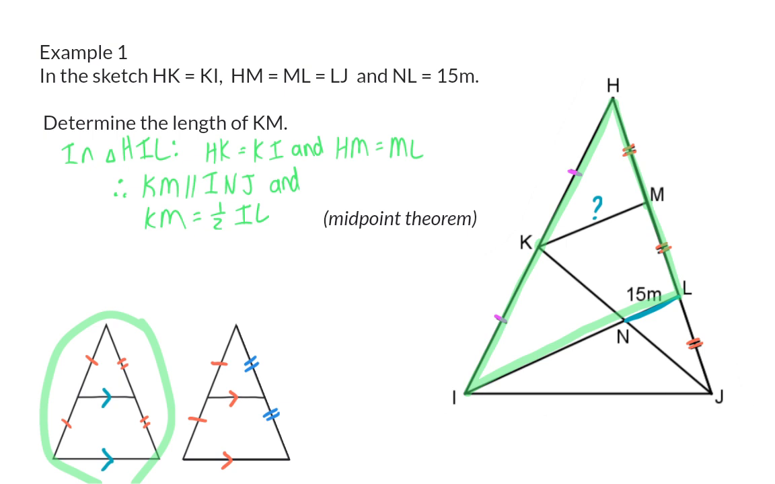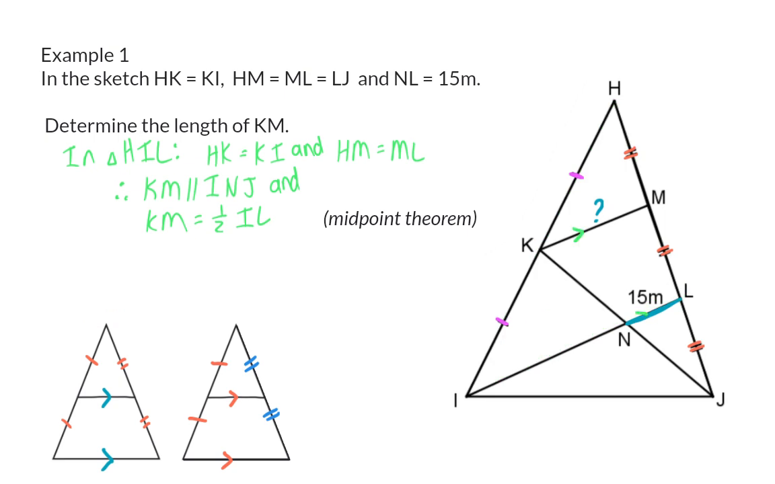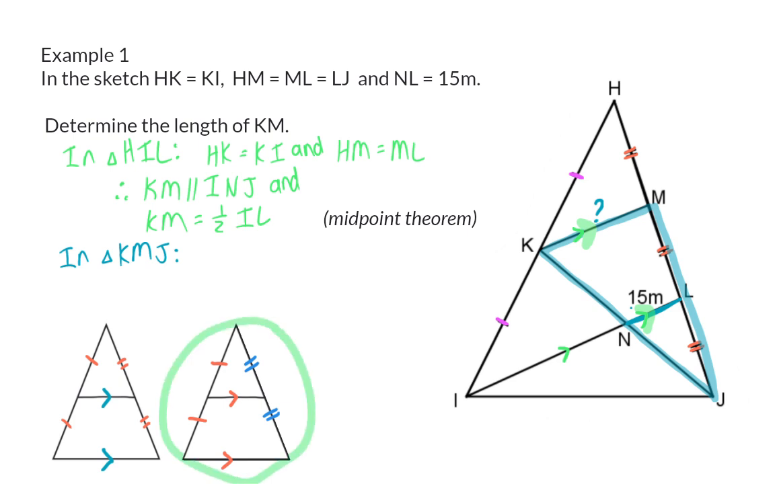Therefore, we're going to move to a triangle where we have a length. We were given that NL is 15 meters. L is the midpoint of MJ, and N lies on the line KJ. Therefore, we can work in triangle KMJ. In this triangle, we already know that KM is parallel to NL, and we know that L is the midpoint of MJ. Therefore, we have the converse midpoint theorem.